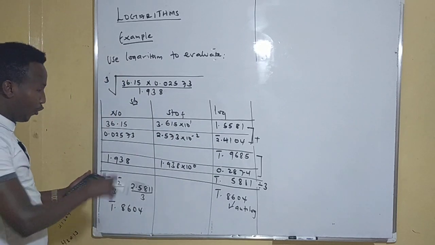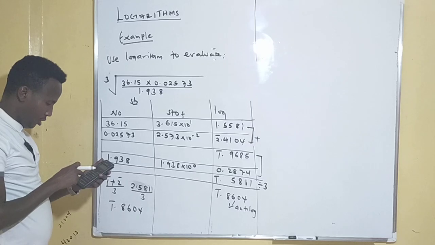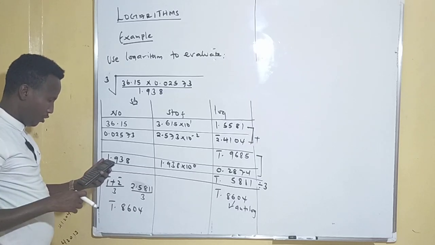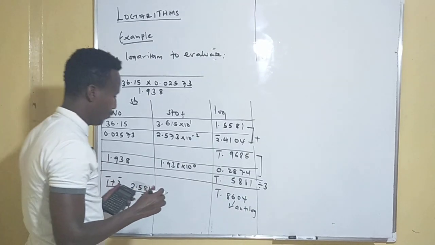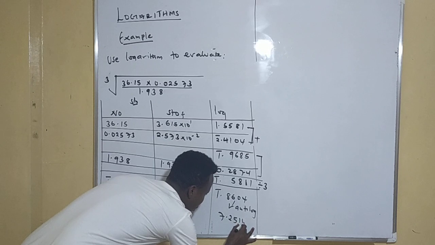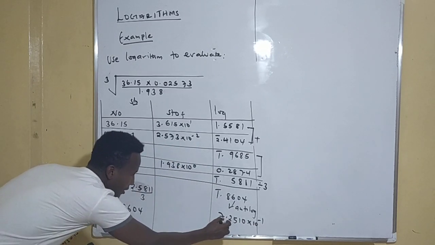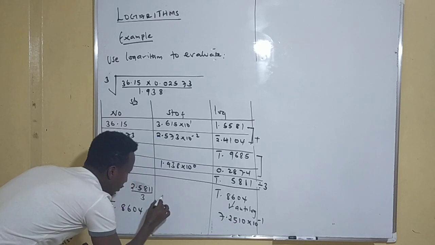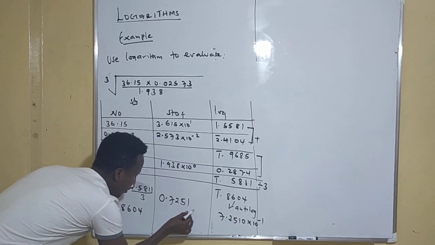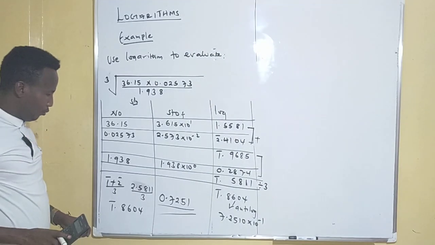Then you're going to take the antilog of what's coming after the decimal. So we'll say shift log 0.8604. So that is 7.251. So it will be 7.251 times 10 to the power of negative 1. So the final answer is dividing this one by 10. So that is 0.7251. This is the final answer for your information, guys.